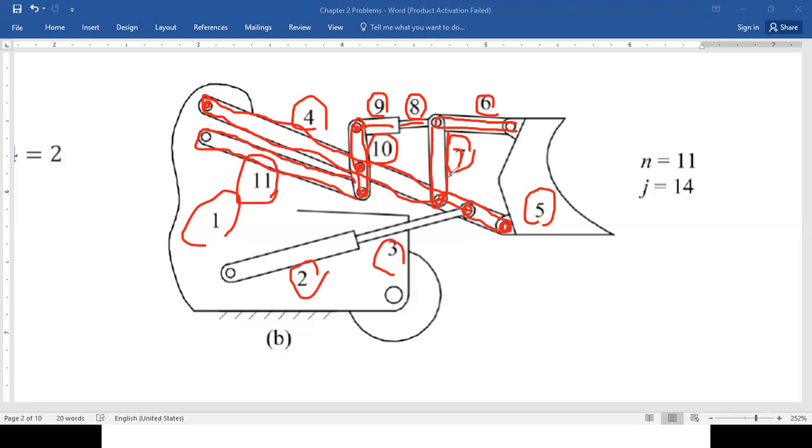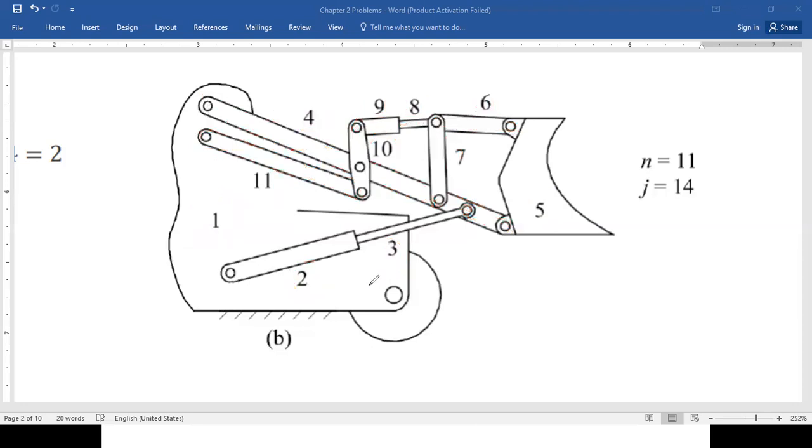Now, any question on how we counted links before moving to joints? Okay. Now, moving to joints, I have first a revolute joint here connecting link 2 to the ground. So this is a full joint. I have here a slider joint because of the presence of the hydraulic cylinder that only allows translation. So this is also one. This is also a full revolute joint.